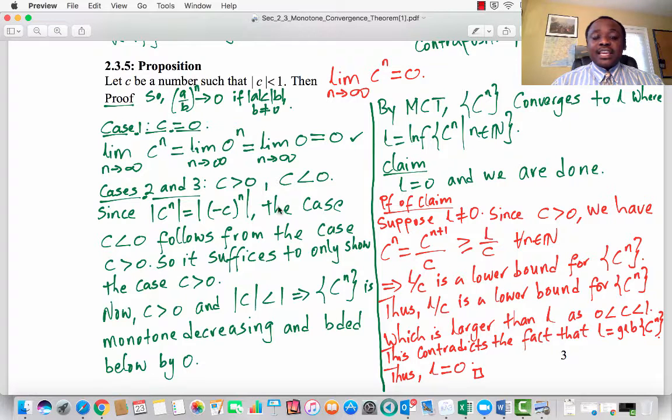In other words, the case c greater than 0 has been verified, and since the case c less than 0 follows directly from the case c greater than 0, we can conclude that we are done. So whenever c is a real number and the absolute value of c is less than 1, c raised to the power n would converge to 0.